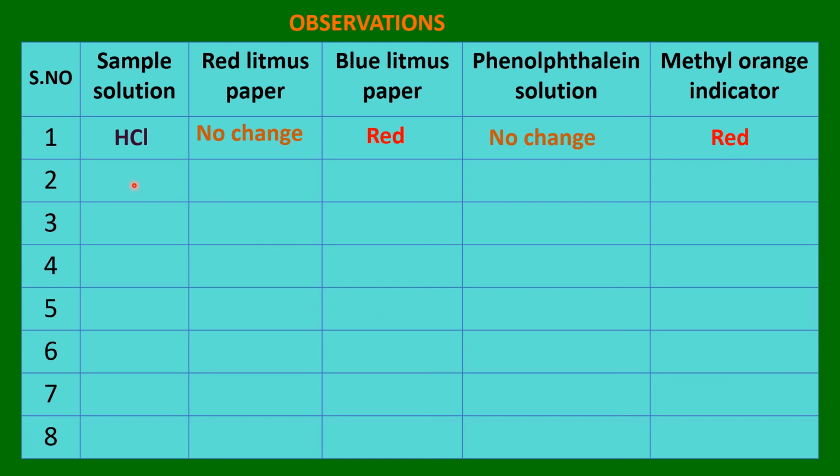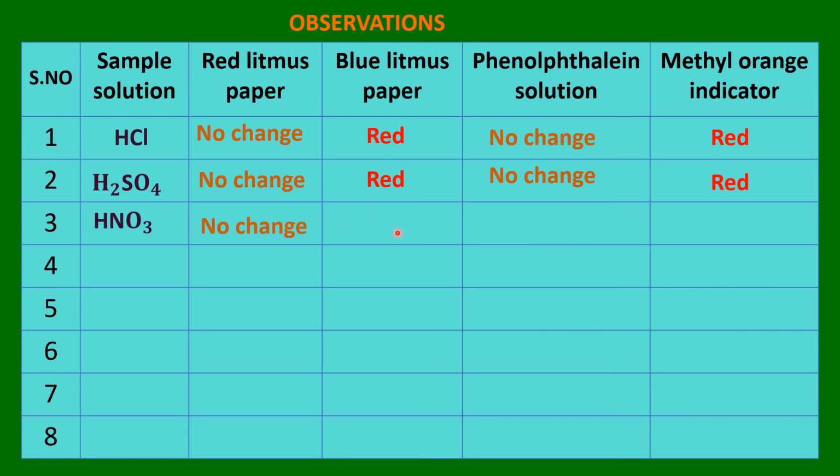The second sample solution which we have taken is H2SO4. And here also we observed that with red litmus, no change. And with blue litmus, it turned to red. And with phenolphthalein, no change. And with methyl orange, the solution turned to red. And the third solution which we have taken is a nitric acid solution. And the same thing happened here also, no change. And with blue litmus, the paper turned to red, and with phenolphthalein solution, no change. And with methyl orange indicator, the solution turned to red.